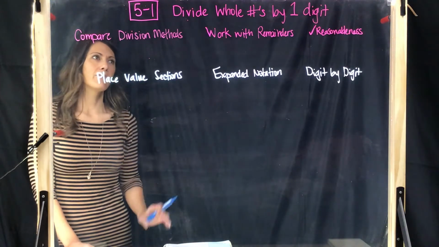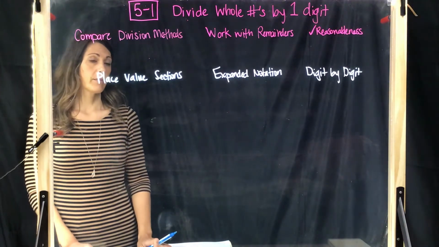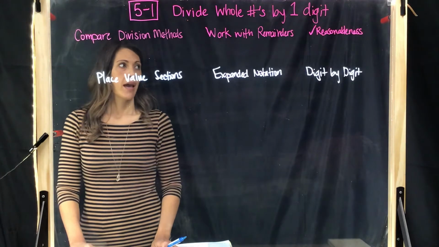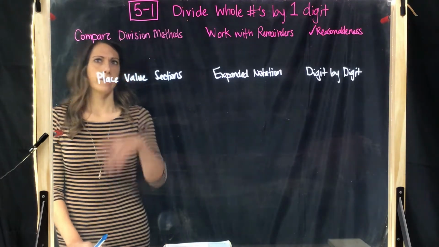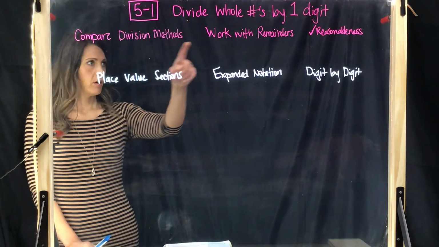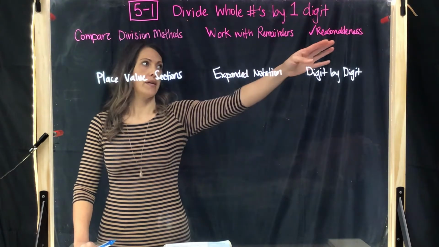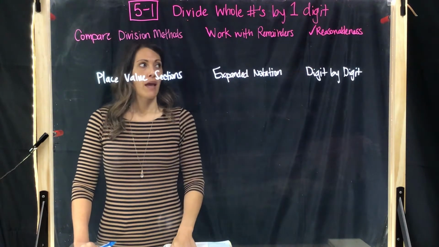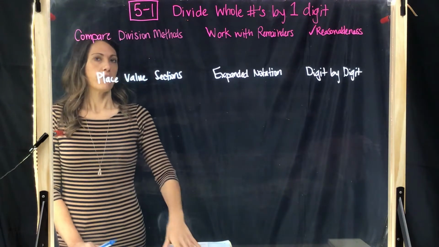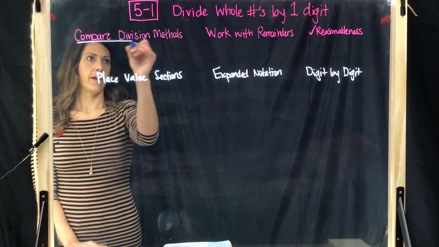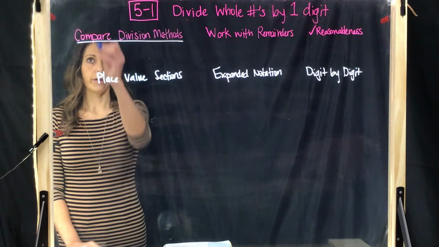Again, we are on 5-1. Again, we're dividing whole numbers by one digit. And we have a lot to do in this lesson. We're going to compare division methods, we're going to work with remainders, and we're going to check for reasonableness, and that means estimating, rounding, right? Okay, so the first thing we're going to do is compare division methods.